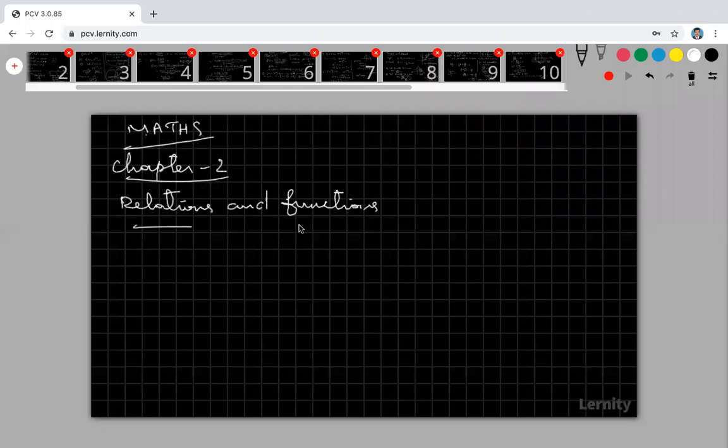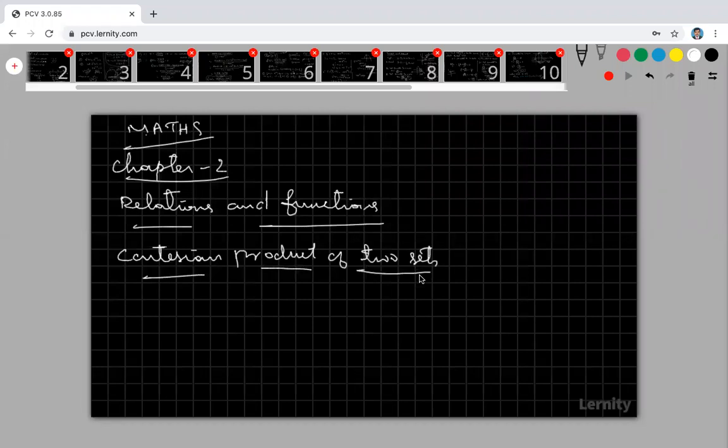Before going to relations, we have to discuss the Cartesian product. Cartesian product of two sets. What is the Cartesian product of two sets? How to define the Cartesian product of two sets?